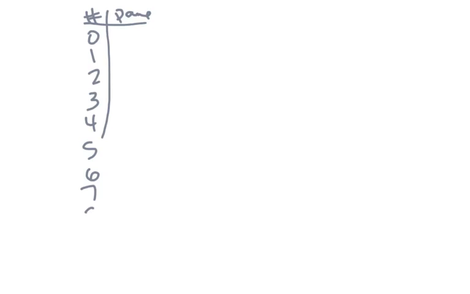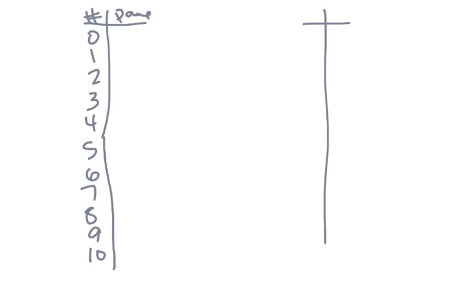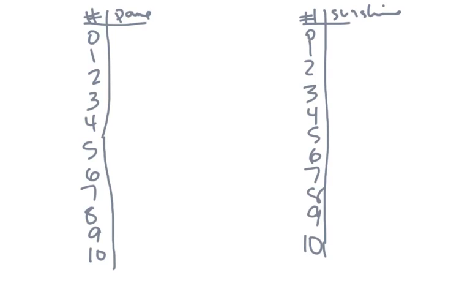So we'd have the Painless one, number of windows. So 0, 1, 2, 3, 4, 5, 6, 7, 8, 9, 10. Okay, then we'd have the Sunshine. So 0, 1, 2, 3, 4, 5, 6, 7, 8, 9, 10. Let's kind of go from there.